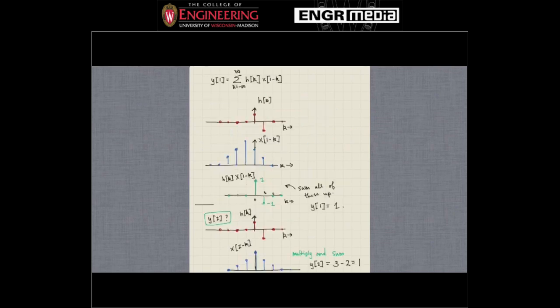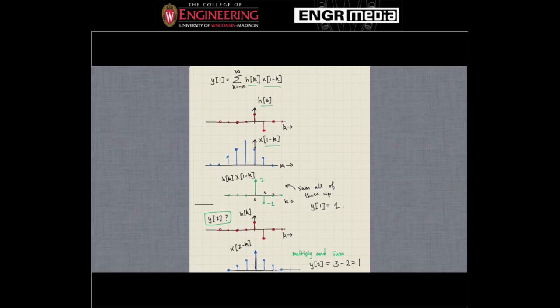How do we do that? Well, again, we can write out the definition of convolution. y of 1, we'll see, right? We still just have h of k here, but now we have x of 1 minus k. So I'm going to plot, again, h of k. That looks exactly the same as before. But now I'm going to plot x of 1 minus k.